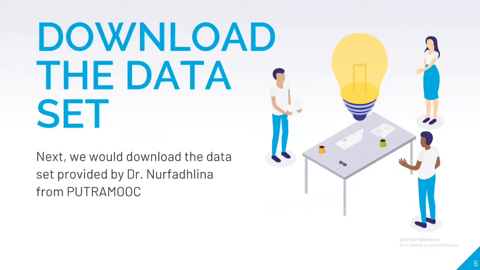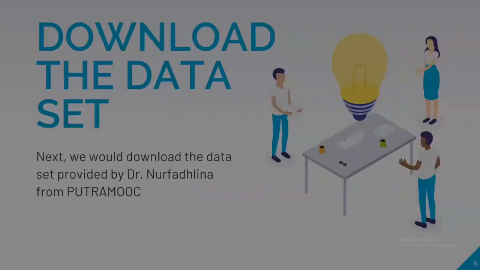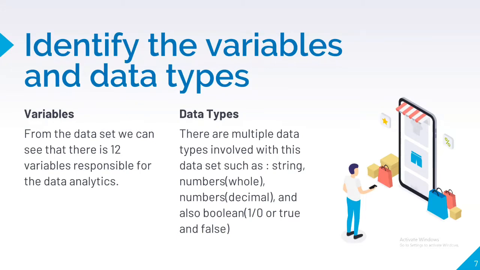So after deciding what questions we will ask, we will download the dataset that we're given, which is the Titanic dataset, and we will start by identifying the variables and the data types. For this dataset, we have 12 variables responsible for the data analytics, and the data types of these 12 variables are divided: some of them are strings, numbers like integer and decimal, and others are Boolean values.